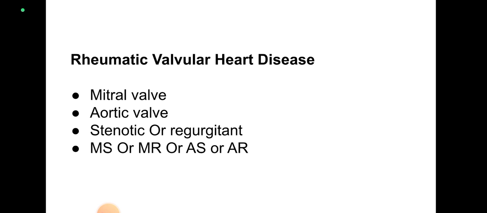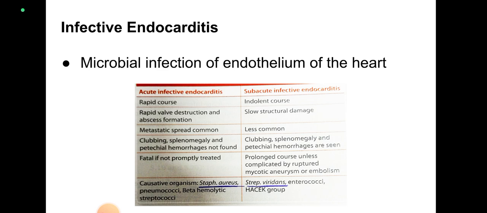Our next topic is rheumatic valvular heart disease. Most commonly affected valves are mitral valve, aortic valve. The disease may be stenotic or regurgitant. There are four types: mitral stenosis, mitral regurgitation, aortic stenosis and aortic regurgitation. We will make a separate video about this topic. So for now, let's move ahead to infective endocarditis.